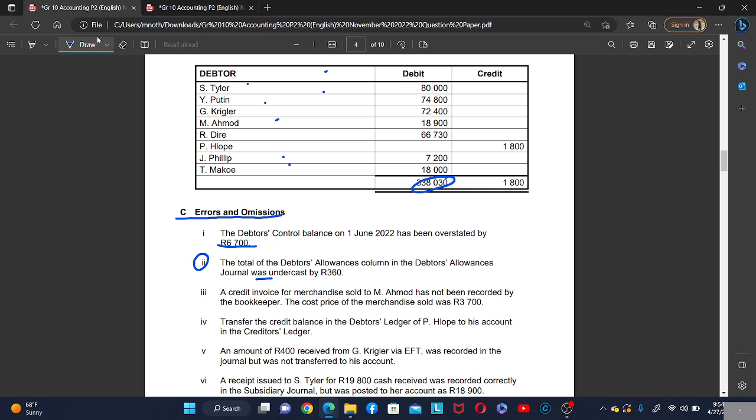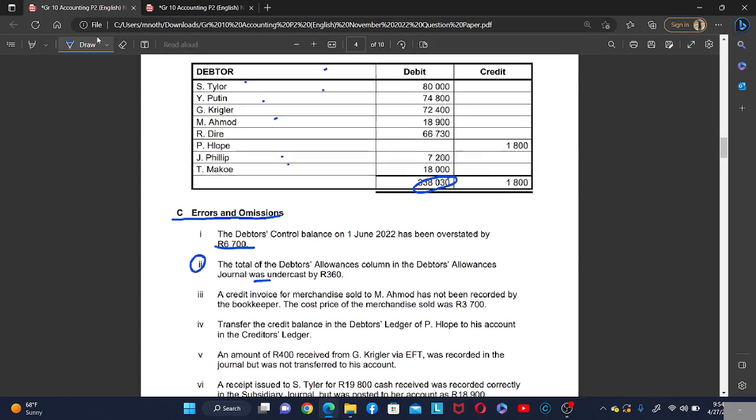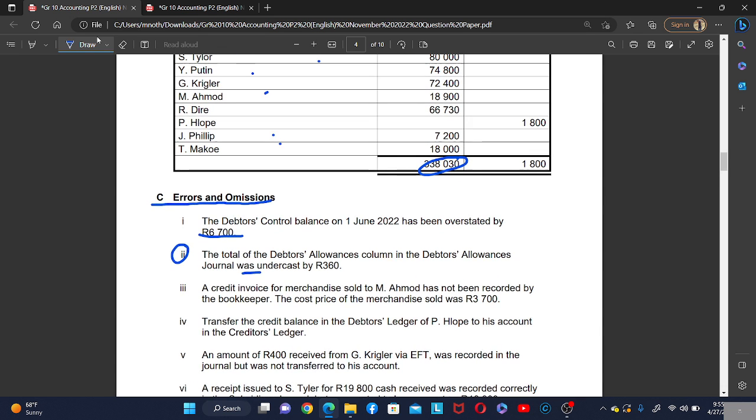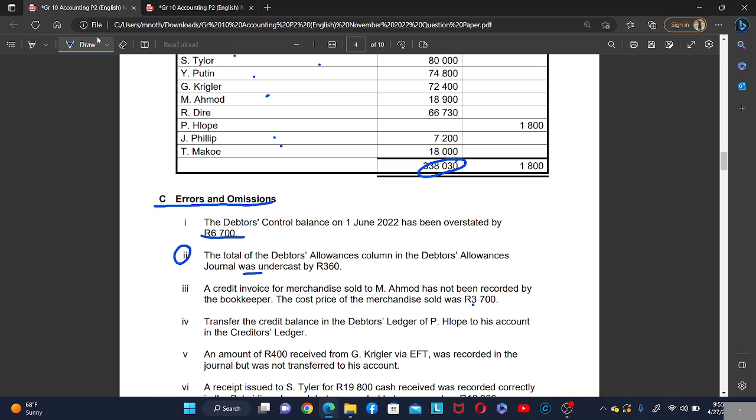Number 3, a credit invoice for merchandise sold to M has not been recorded by the bookkeeper. And then they said the cost price of the merchandise sold was 3,700. But now we don't need the cost price, we need the selling price, because the cost price is going to affect the cost of sales and the trading stock, right? So they are saying that a credit invoice for merchandise sold to M has not been recorded by the bookkeeper.